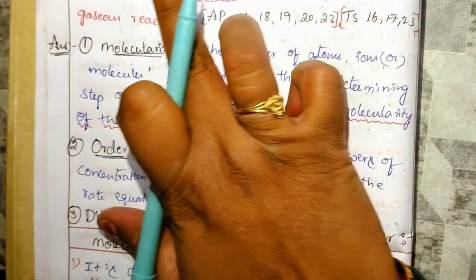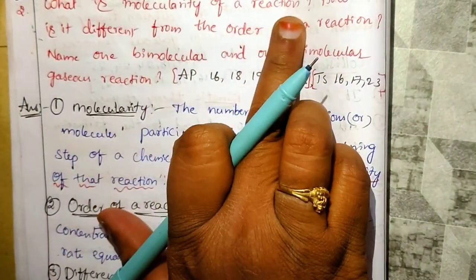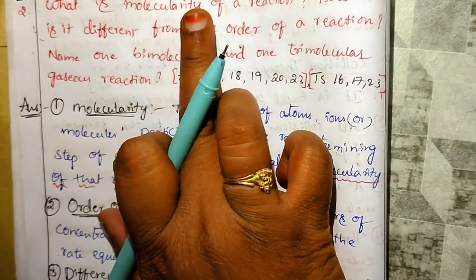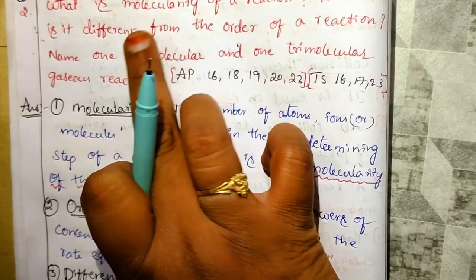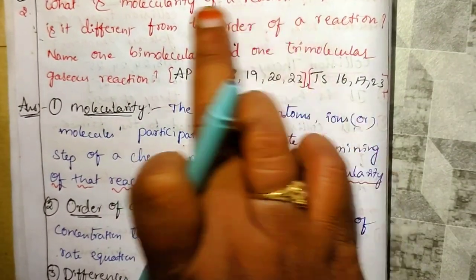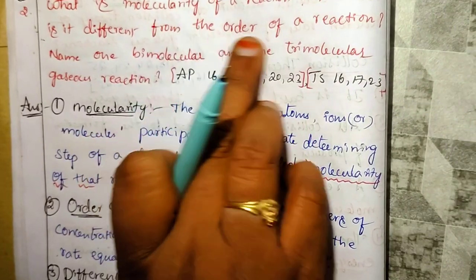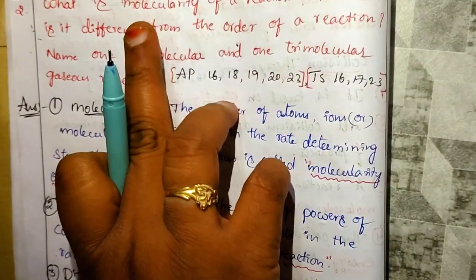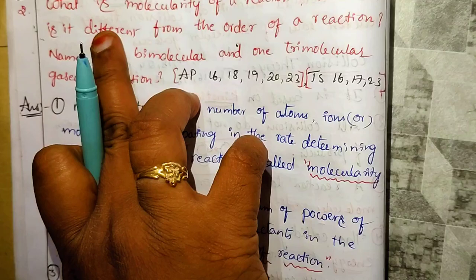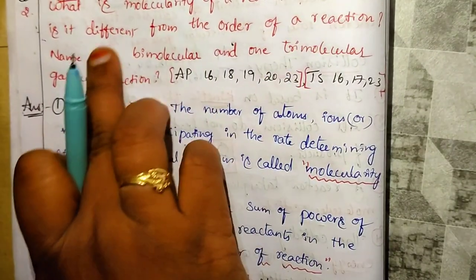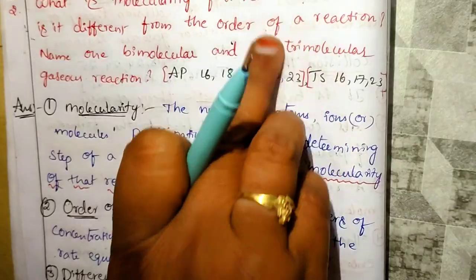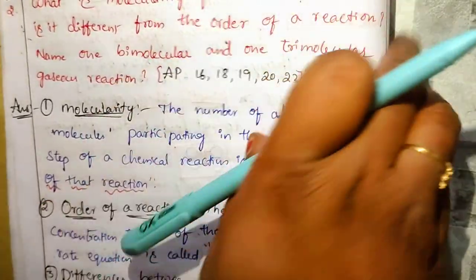First of all, they asked what is the molecularity of a reaction. So we have to write the definition for the molecularity of a reaction, and then how it is different from the order of reaction. What is molecularity of a reaction? What is order of a reaction? And how molecularity differs from the order of the reaction. And name one bimolecular reaction and one trimolecular reaction, gaseous reactions.